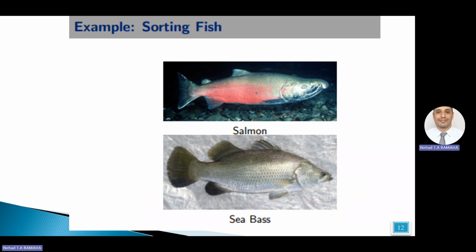Okay, imagine that we have only two types of fish, salmon and sea bass. Okay, you know sea bass? Yes, it's a delicious fish. But of course, salmon is more expensive. Yes, more expensive than sea bass.